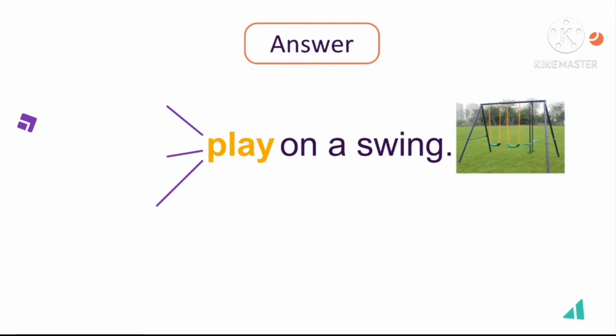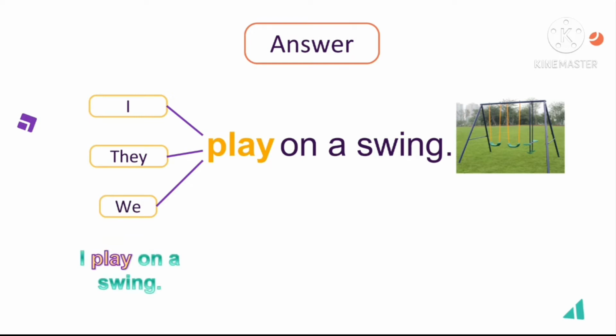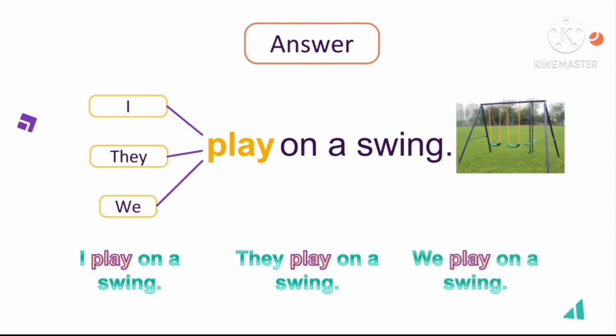If the subject is playing on a swing, let's take it as an example. It will be, I play on a swing. Or, they play on a swing. Or, we play on a swing. One more time. I play on a swing. They play on a swing. Or, we play on a swing. Depending to what is the subject.